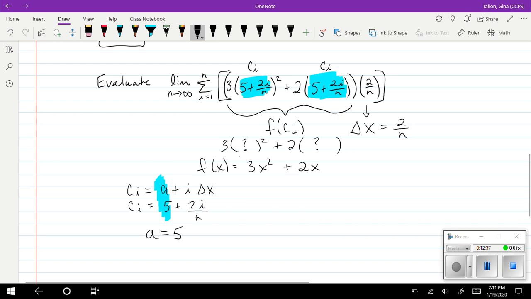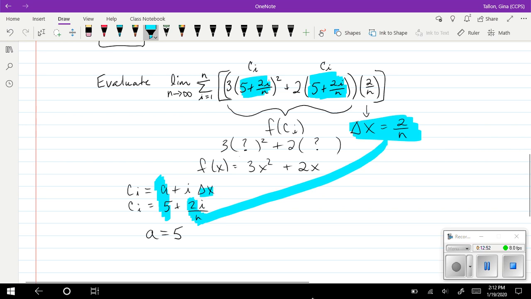And look over here where I told you that delta x was 2 over n. If delta x is equal to 2 over n, and I see a 2 over n right here, doesn't that make sense? Doesn't that connect? Doesn't that make good sense that the 2 over n is the delta x right here that got multiplied by i, and then we just turned it around, and instead of writing i delta x, it looks more like delta x times i. So hopefully that makes good sense to you.